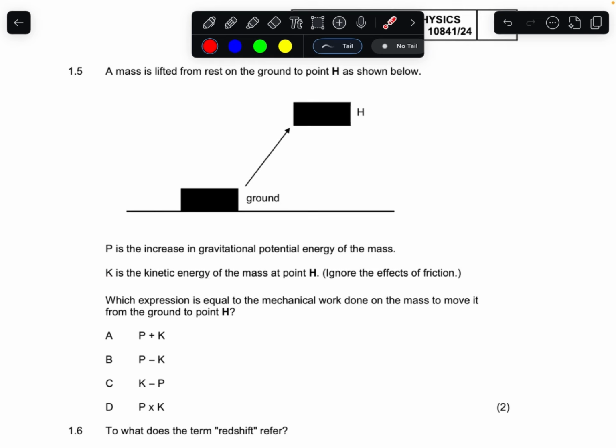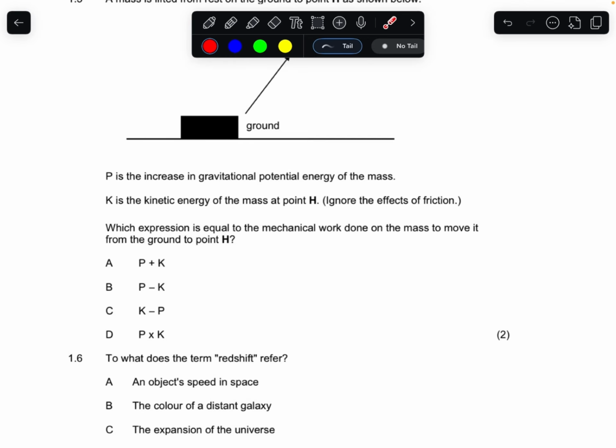As the object is lifted from rest, there is an increase in speed. That means there is a kinetic energy. Kinetic energy and the speed are directly proportional. Now it says which expression is equal to the mechanical energy work done on the mass to move from the ground to point H.